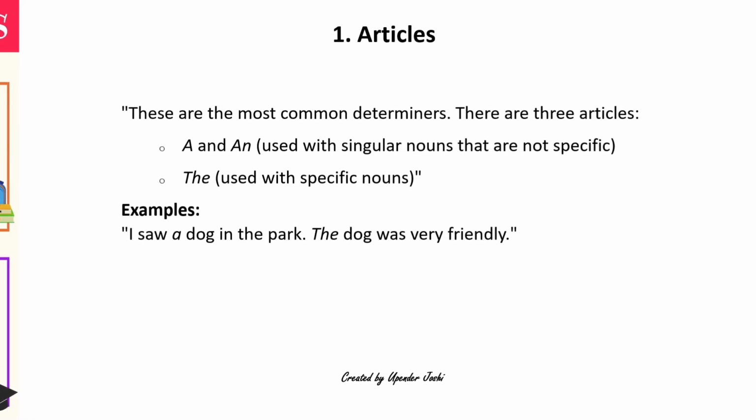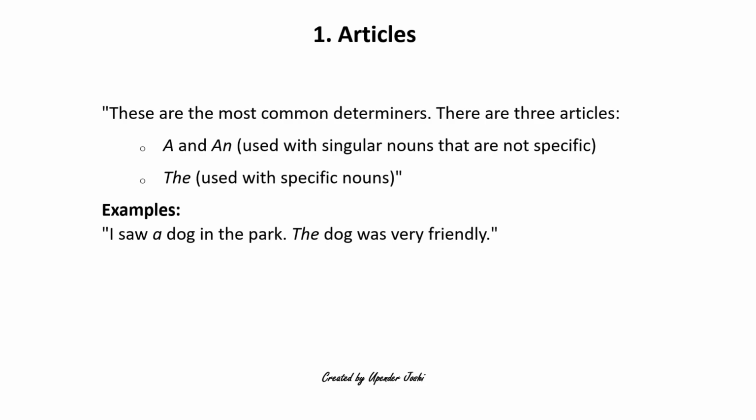First type is called articles. These are the most common determiners. There are three articles: a and an, used with singular nouns that are not specific, and the, used with specific nouns. Examples. I saw a dog in the park. The dog was very friendly.